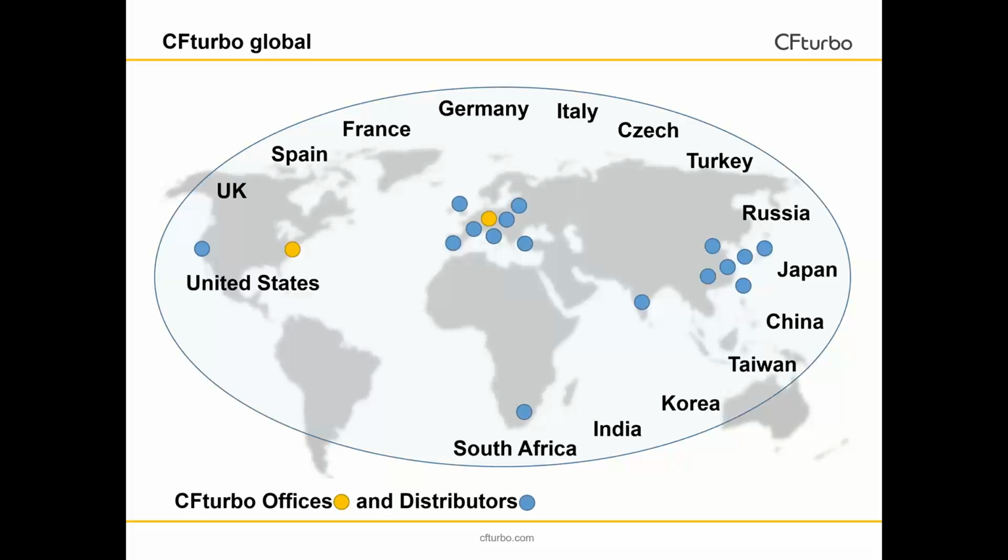So besides our own offices, we have a network of distributors around the globe. As you can see, we are the yellow dot there on the East Coast in the US, and we're really happy to be partnering now with Ozin in Silicon Valley.